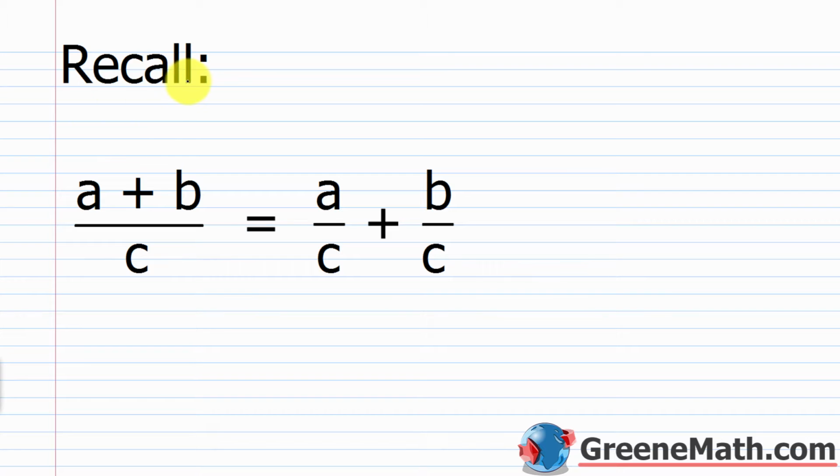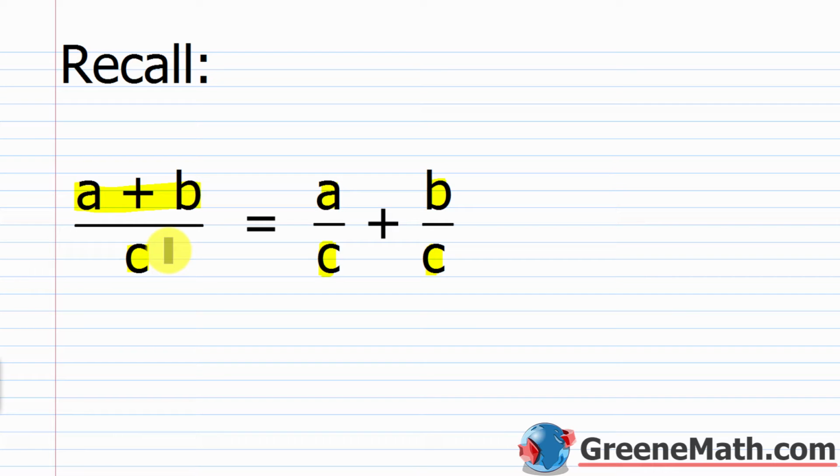So I want you to recall, if I have something like a plus b over c, legally I can write this as a over c plus b over c. These two are the same. Now I know in this general form it might not look familiar to you, but all we're saying is that if we have a common denominator, in this case c, I can write the sum of the numerators, a plus b, over that common denominator of c.